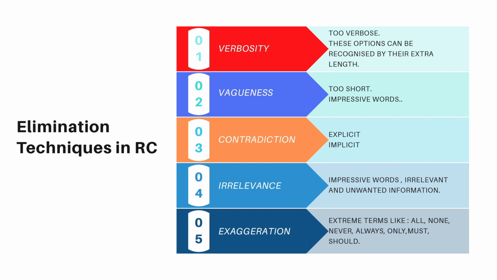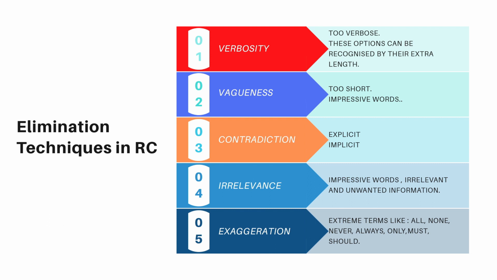In this session, we will look into the elimination techniques in reading comprehension. Generally, a test taker will encounter considerable difficulty in identifying the correct answer in two cases. The first case is when the options are too similar, and the second case is when more than one option seems to be inherently correct.